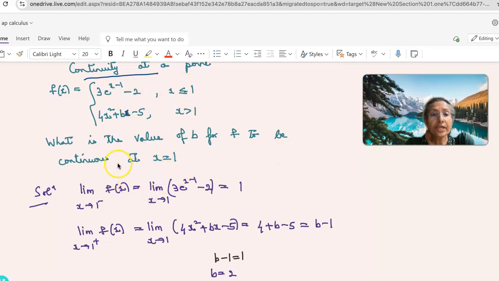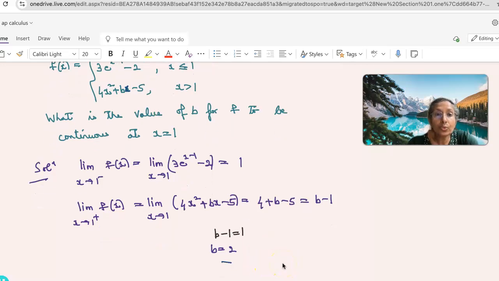So, if you take the left hand limit, it is limit as x tending to 1 from the left of f of x. That is limit as x tending to 1 of 3 e raised to x minus 1 minus 2. If I put x equal to 1, you get e raised to 0 is 1, 3 minus 2 is 1. And limit as x tending to 1 from the right of f of x becomes limit as x tending to 1, 4x squared plus bx minus 5. When I substitute, I get 4 plus b minus 5, which is b minus 1. Since it's continuous, the left hand limit equal to right hand limit. So b minus 1 equal to 1 or b equal to 2.